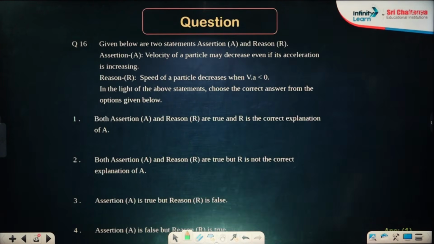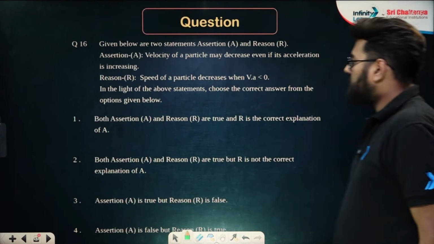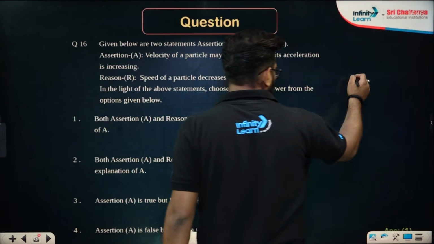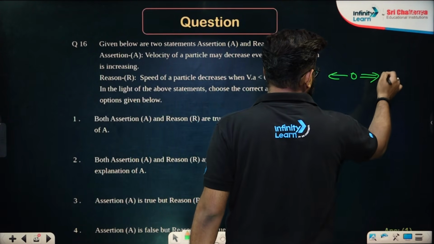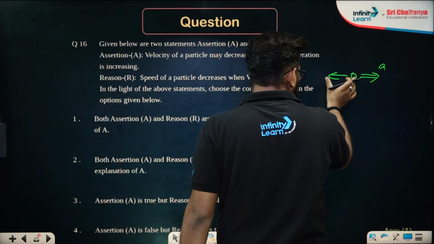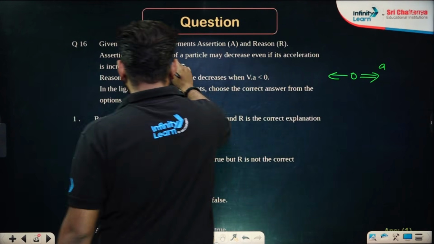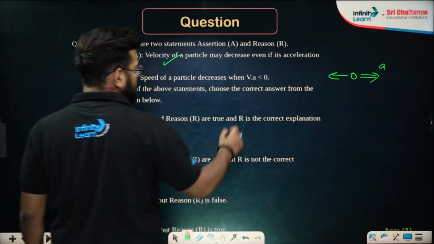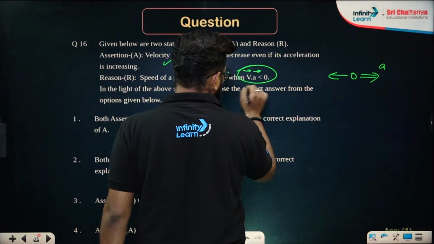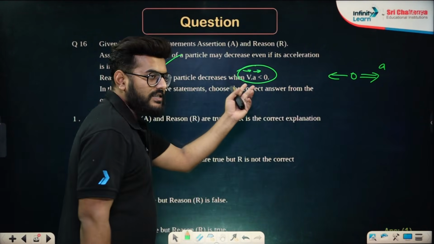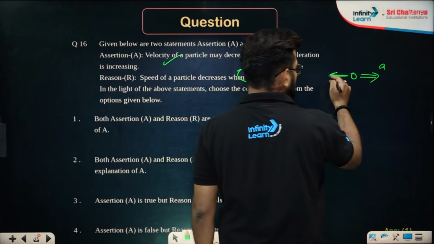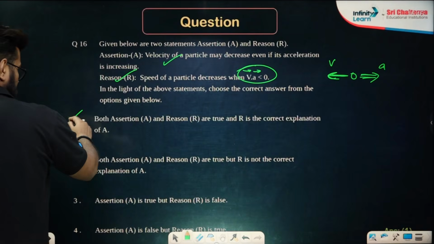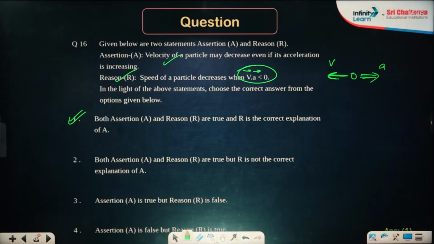Read the question carefully. Assertion and reason. Velocity of a particle may decrease even if its acceleration is increasing. Absolutely correct, sir. Let's say the velocity is over here, and acceleration is increasing like this. Its velocity will reduce. So this is correct. Speed of a particle decreases when V dot A, they're technically talking about the dot product, is less than 0. This being less than 0 simply means this statement only: velocity is opposite to acceleration. This is the correct reason. That means option number A is the right one.